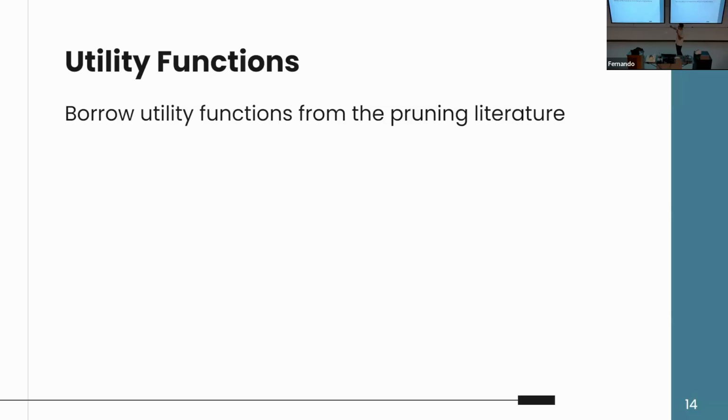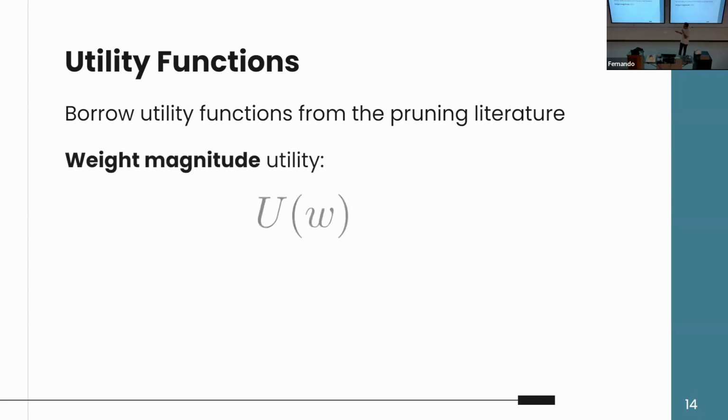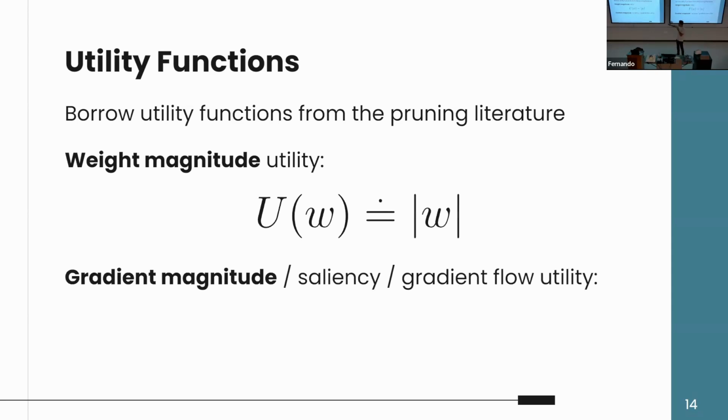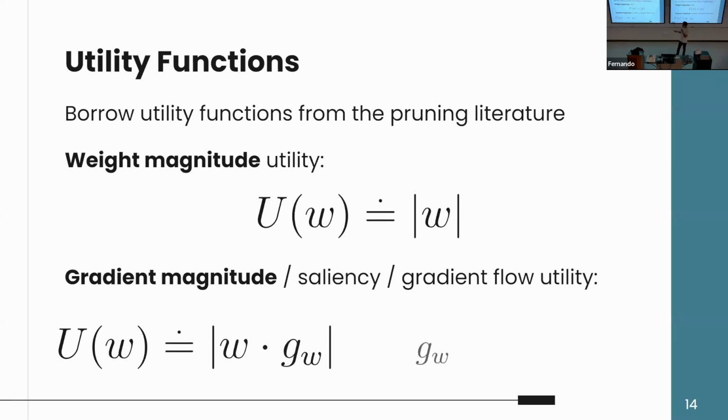Two particular utility functions that have been demonstrated to be very useful there are weight magnitude utility, which is a function that simply takes the weight and returns its absolute value, and gradient magnitude utility, also known as saliency or gradient flow. This utility function actually has been rediscovered several times in the neural network pruning literature, but I'm just going to call it gradient magnitude utility. For gradient magnitude, the utility of a weight is defined as the absolute value of the weight times the derivative of the loss with respect to that weight. So this GW term is simply the derivative of the loss function, given some input x and some label y, with respect to w.